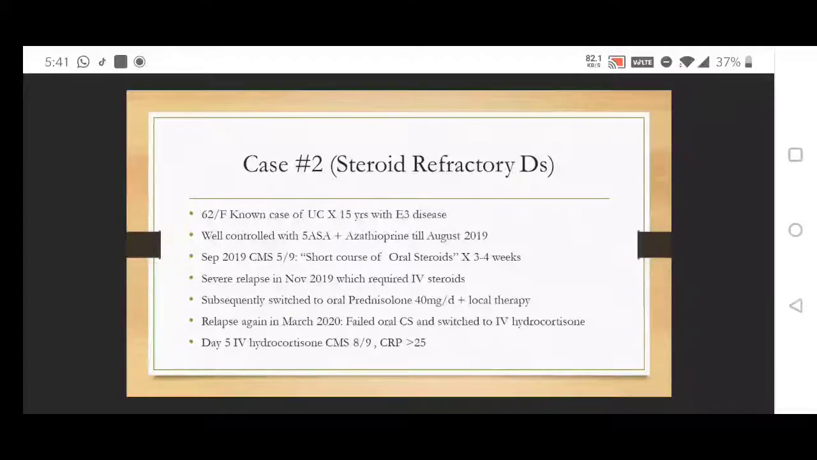So let's take case 2. Now case 2 is refractory. 52-year-old female, known case of ulcerative colitis for 15 years, E3 disease.